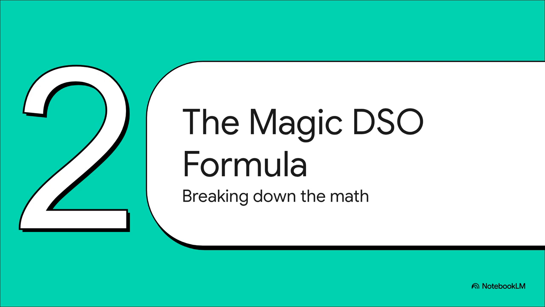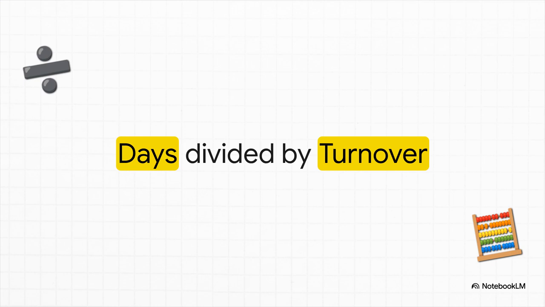Moving right along to Section 2, the magic DSO formula. Breaking down the math. The math here is actually incredibly straightforward. You literally just take the number of days and divide it by your accounts receivable turnover. That's the whole formula. Just keep in mind that this ratio pulls information from both the income statement and the balance sheet over a specific period of time. So you calculate your turnover first, and then you divide the days in your period by that turnover number.